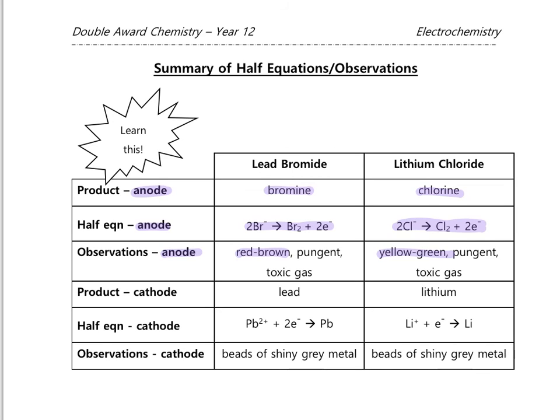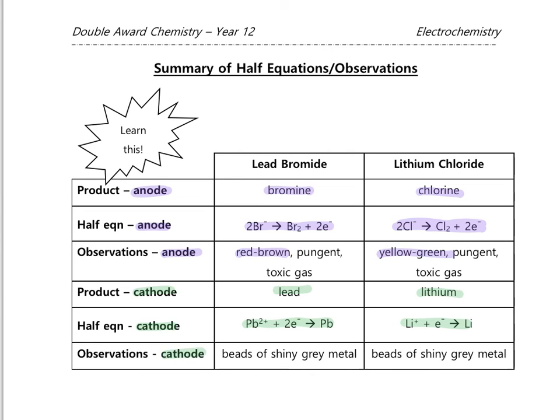Then you've got your cathode, and what you should notice is there's a similarity in your products at the cathode. You should see that it's the metal formed at the cathode in each case. Your half equation is similar, the only difference is that with lead, because it has a charge of 2+, it needs to gain 2 electrons to become just a lead atom with no charge, whereas lithium only has a charge of +1, so it only needs to gain 1 electron.